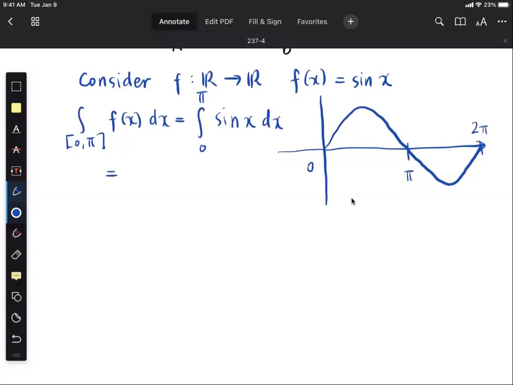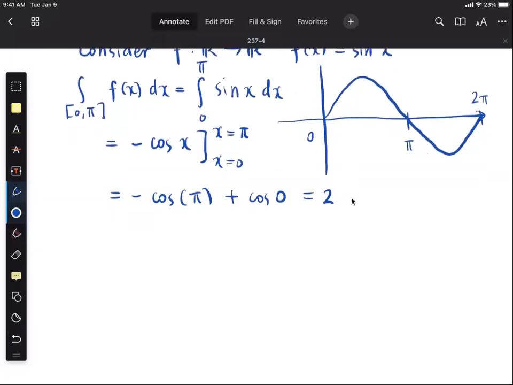So an antiderivative of the sine is a negative cosine. Evaluate from 0 to pi, so you get negative cosine of pi plus cosine 0, which is 2. Okay. However, if we integrate on the larger interval, this is not larger than the integral over 0 to pi, because this is 0.